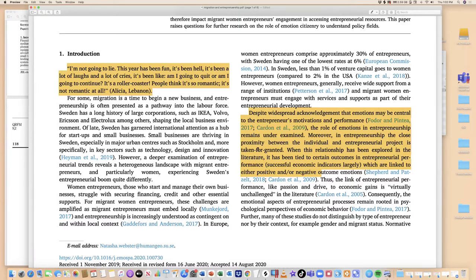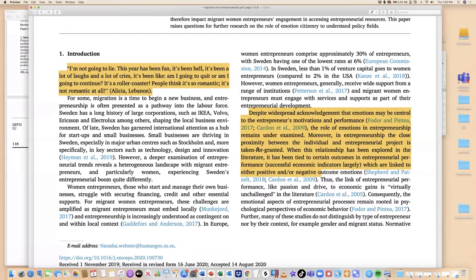For some, migration is a time to begin a new business, and entrepreneurship is often presented as a pathway to the labor force. Sweden has a long history. We are doing the problem. We are presenting the business problem, the problem in the practice. So you see, every year will be statistics and things concerning the issues in the context. So look at it, listening very carefully.